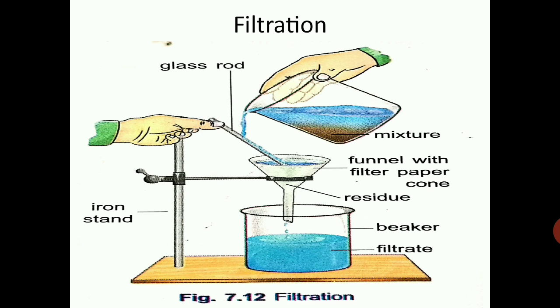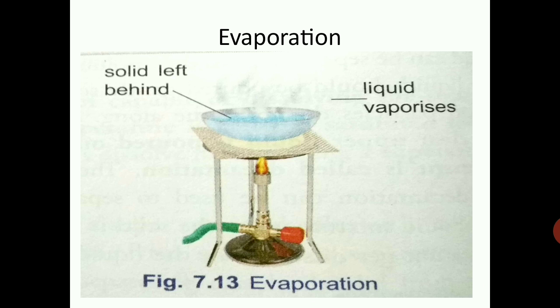Now the next one is the separation of soluble substances from liquids. The first process is evaporation. What is meant by evaporation? The process of conversion of water into vapor is called evaporation. In evaporation, when we heat the liquid, that means salty water, if you boil it, the water will be evaporated and the solid salt will be left settled in the vessel. So the process of conversion of water into vapor is called evaporation.